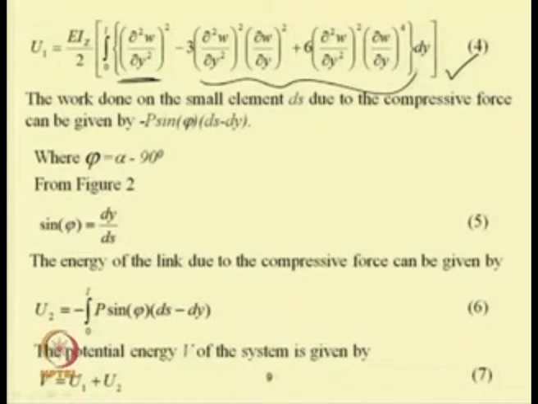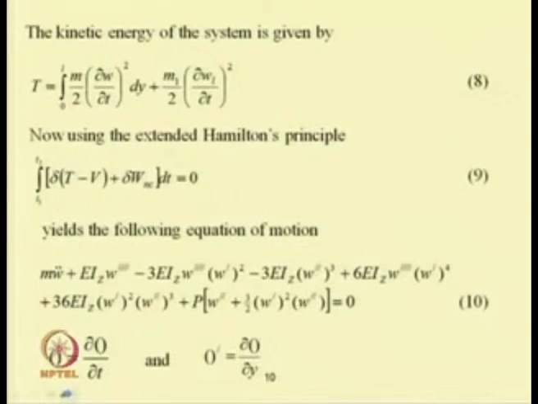Now one can find the energy of the beam due to the compressive force. As a force is applied to the system, considering a compressive force, one can write the energy of the system using this equation. The total potential energy will be U1 plus U2, and the kinetic energy of the system can be written in this way. Now, using the extended Hamilton principle, one can find the equation of motion.